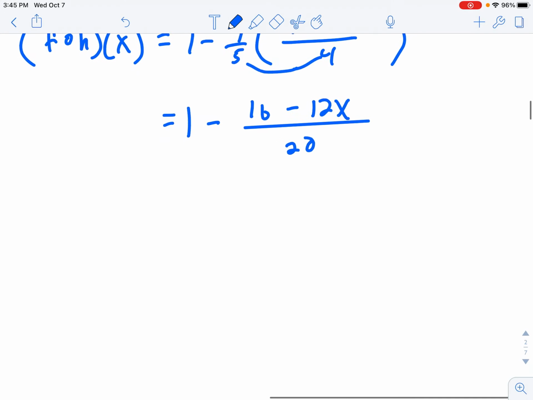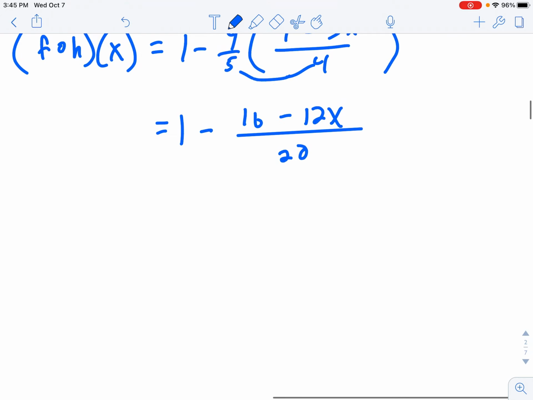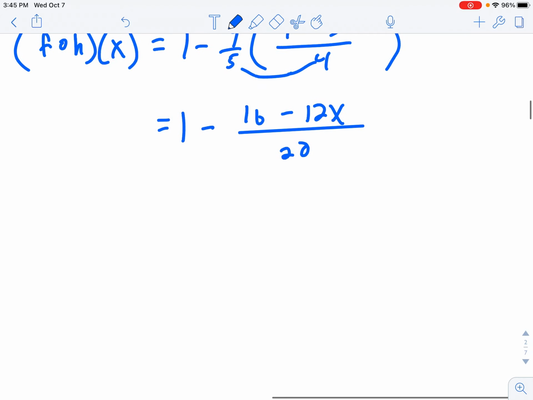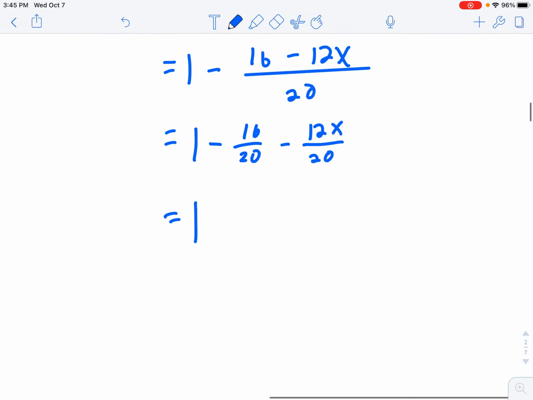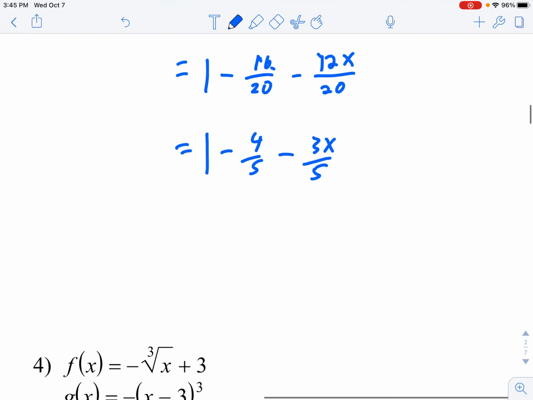How can this simplify? Well, I can split it into 16/20 minus 12x over 20. You're allowed to do that. I can reduce this by 4 down to 4/5, and I can reduce this down to 3x over 5. 1 minus 4/5 is 1/5.